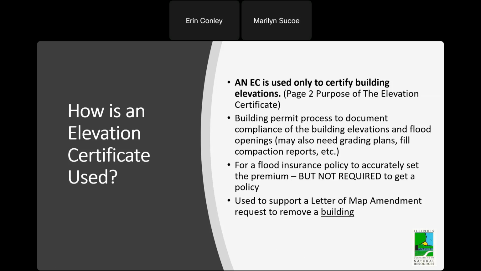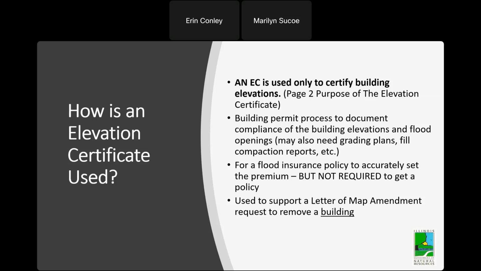And then finally, it's used to support a LOMA application to remove a single building from the mapped floodplain or get a letter from FEMA stating whether the building is or is not in the regulatory floodplain. It is only useful for the building for which that EC has been provided and for the building in its current form. So if an addition is added and something is done to change that building, that LOMA is no longer valid.